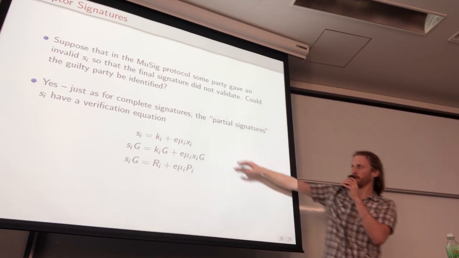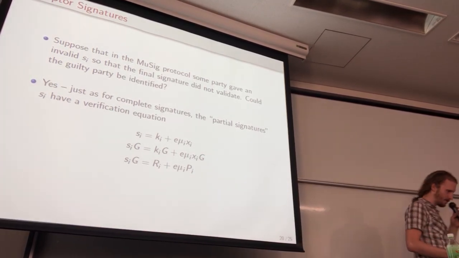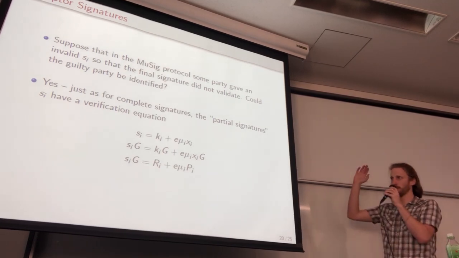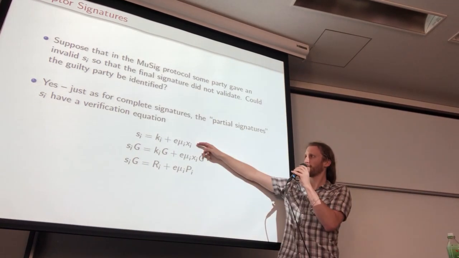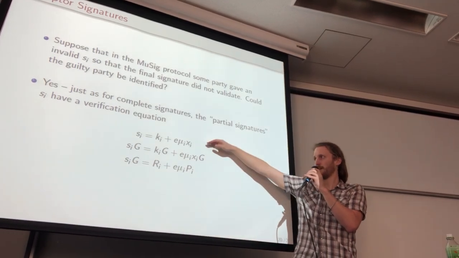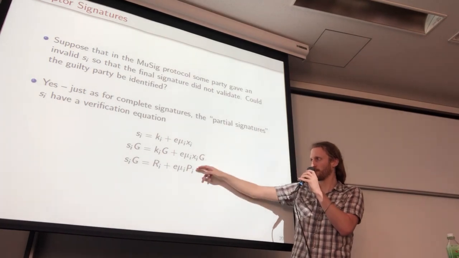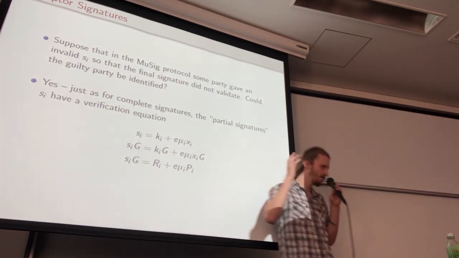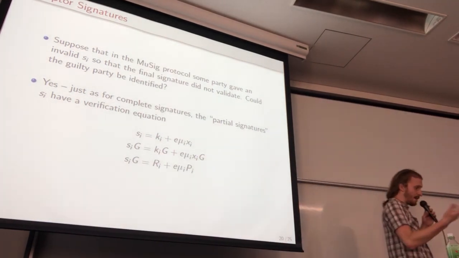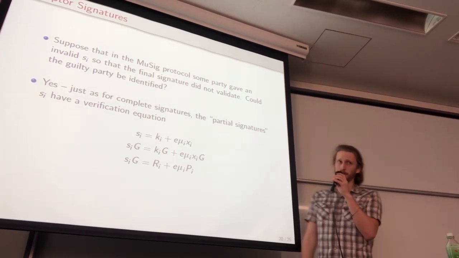Let me talk a little bit more about this final step where each party produces their partial signature. I sort of waved my hand and said, "Oh, this is just like a Schnorr signature." It is basically like a Schnorr signature. I can do exactly the same transformation on it. If you have a partial signature, I can multiply it by g. I can replace the resulting xg's with p's and the resulting kg's with r's. And I get a verification equation. So I can verify partial signatures. I can make sure that they're legitimate.